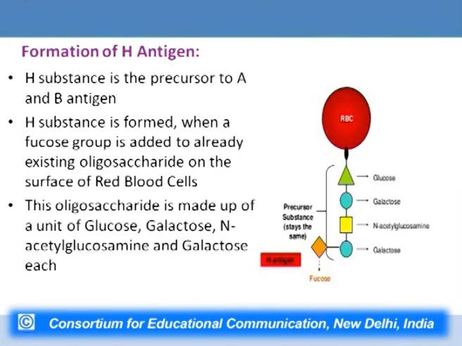These particular glycoproteins are formed from a precursor molecule which is known as H antigen. This H antigen or H substance is the precursor to A and B antigen. H substance is formed when a fucose group is added to an already existing oligosaccharide on the surface of red blood cell. This particular oligosaccharide is made up of a unit each of glucose, galactose, N-acetyl glucosamine and galactose. When fucose is added to this particular combination, then H antigen is formed.